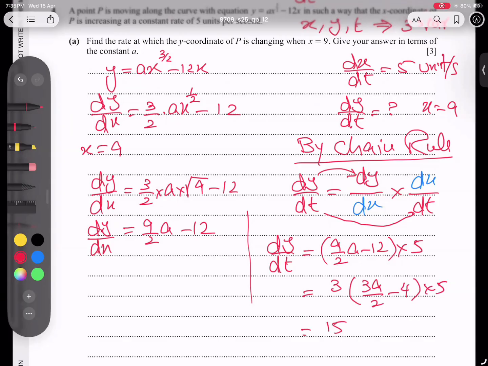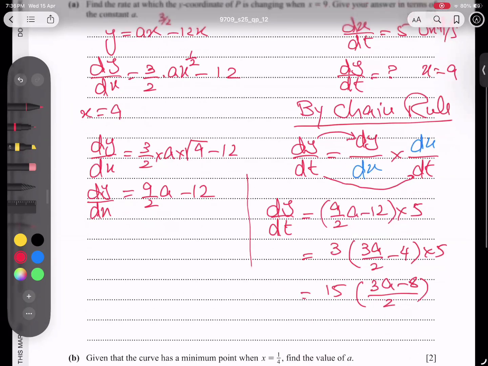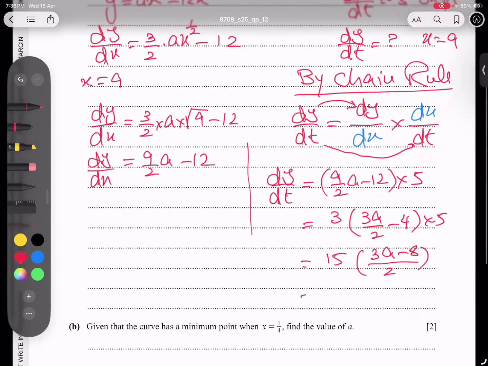15, and I can take 2 LCM even, or just leave it as it is. If I take the LCM inside, what I get is 2 LCM, so 3a minus 8. And ultimately, I got 15 over 2 and 3a minus 8, and we got our answer.